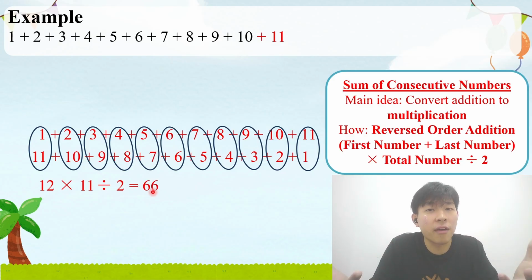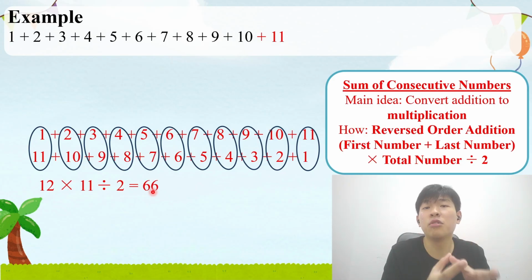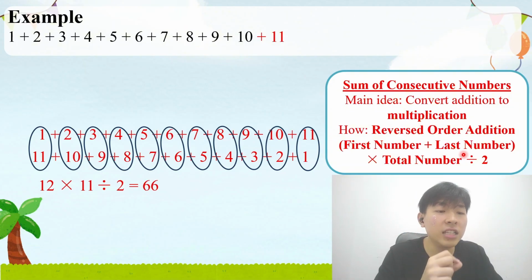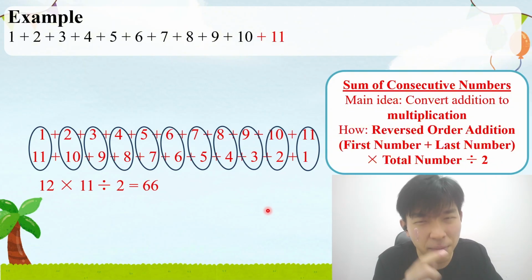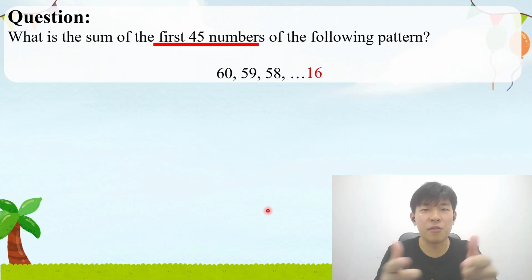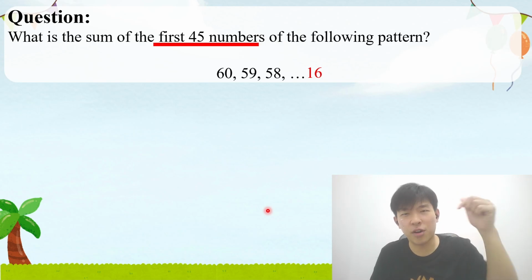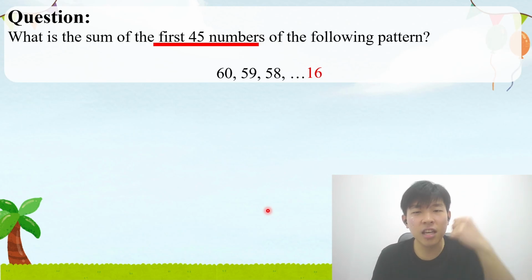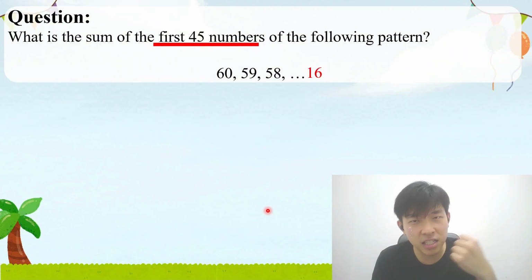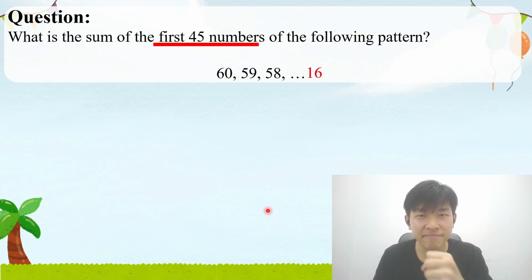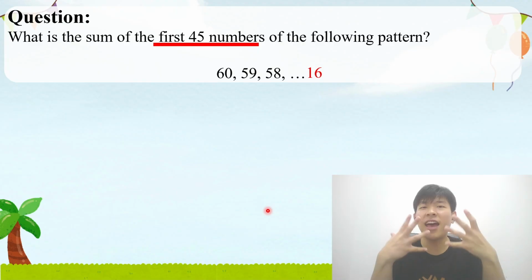So how many numbers do we have? Here I have 11, which is the total number. And finally, divided by 2. Remember, must divide by 2. And now we are finally ready to solve our problem today. So, 60 plus 59 plus until 16. What do we use? Yes, we use reverse order addition.